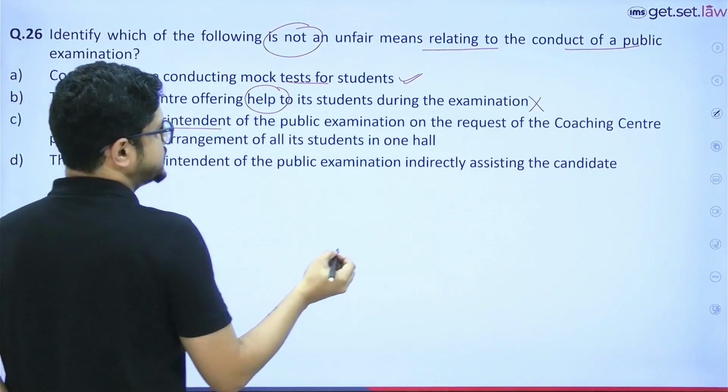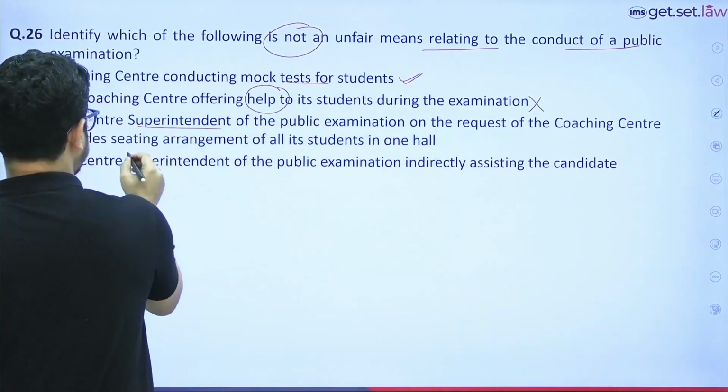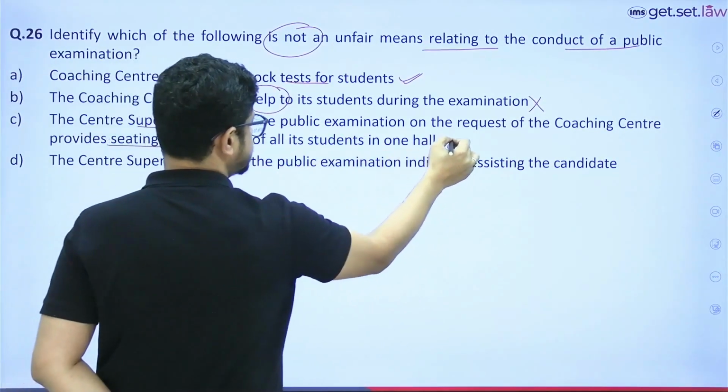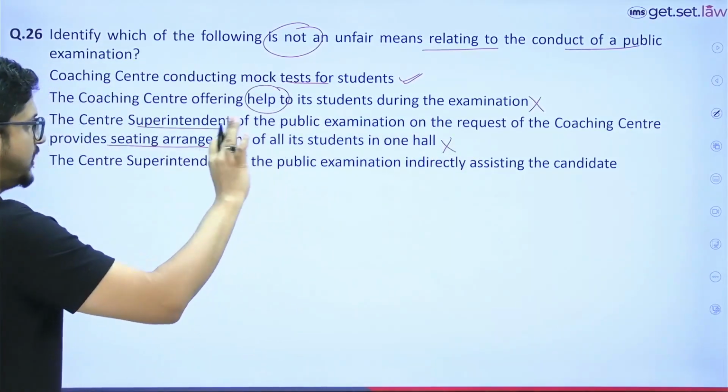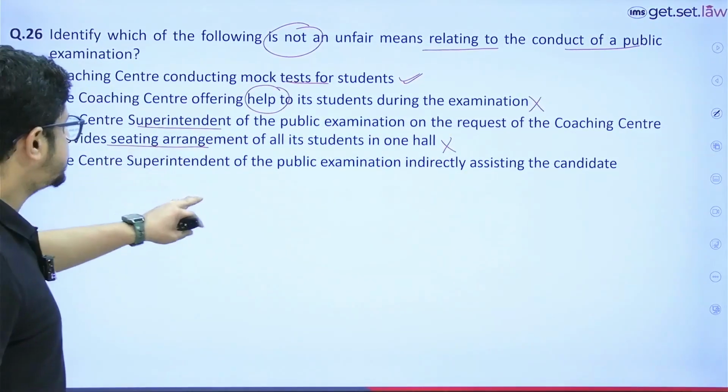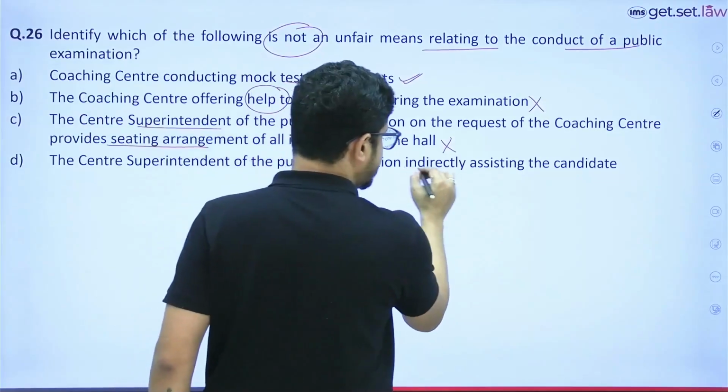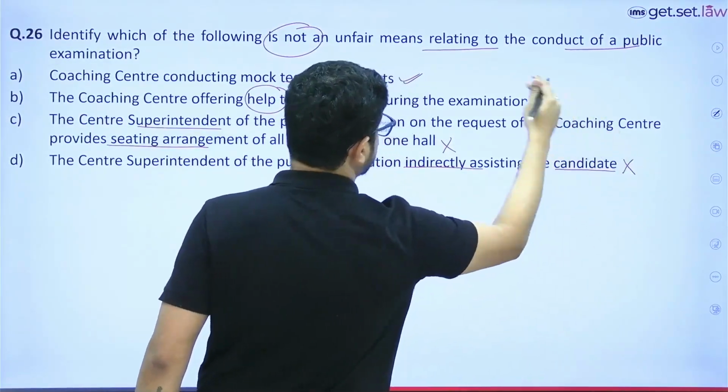Superintendent of the public examination, on the request of the coaching center, providing seating arrangement of all the students in one hall is also wrong, because related to examination you can't do that. Or the center superintendent of public examination indirectly assisting the candidate is also unfair means.